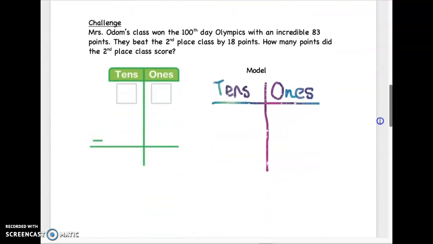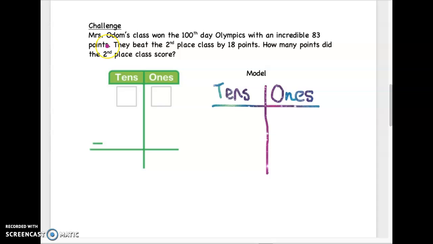Now we're going to be moving on to the challenge. The challenge says Mrs. Odom's class won the 100th Day Olympics with an incredible 83 points. They beat the second place class by 18 points. How many points did the second place class score? So reading this word problem, I know that Mrs. Odom's class received 83 points and that they beat the other class by 18 points. That means that they have 18 more points than the second place class.